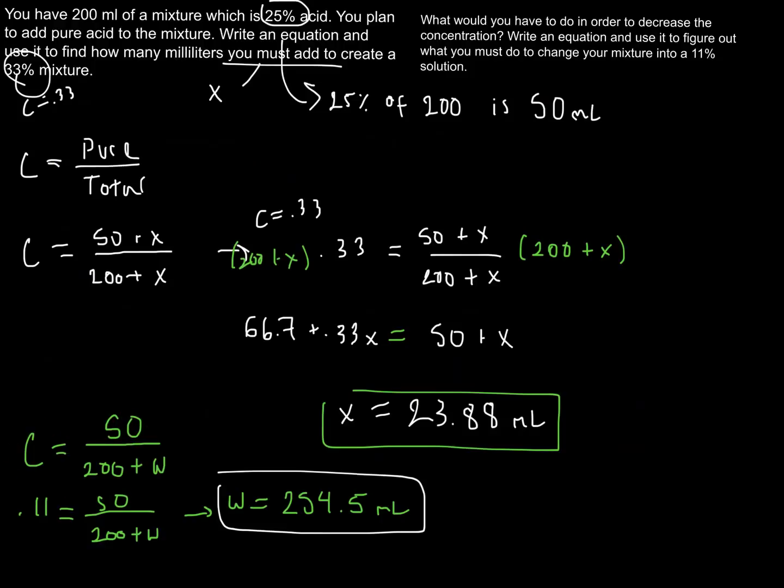So I can think about this equation here where I have 50 divided by 200 plus W, where W is some amount of water that I'm adding. And now when I add W, I'm going to be decreasing the concentration. I'm going to be making this fraction smaller by making the denominator bigger. So you can go ahead and set it equal to 0.11 and solve, and you'll get that you need to add 254.5 milliliters of water in order to decrease your concentration to 11%.